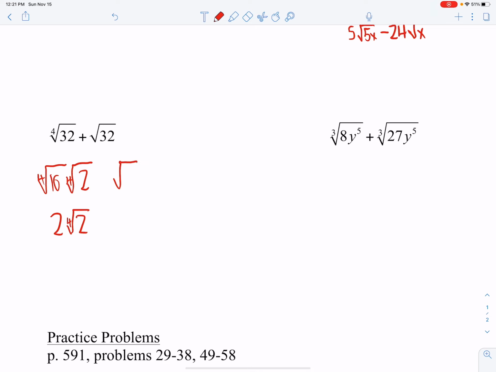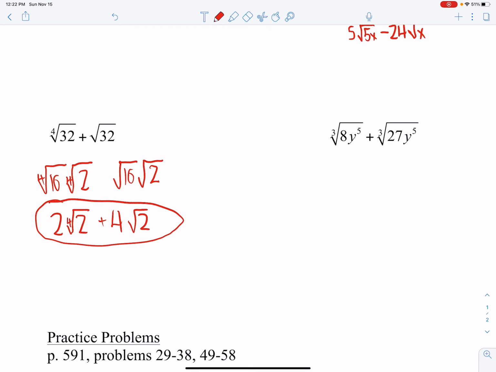The next one's a square root. We're still going to split it up into 16 and 2, but this time it's square roots. The square root of 16 is 4, so we have plus 4 square root of 2. Now these, even though they have the same thing under the root, they're not like terms because one's a fourth root and one's a square root. So we stop here. We can't combine them because they're not like terms. That's the final answer. So now let's take a look at our last problem for this section.